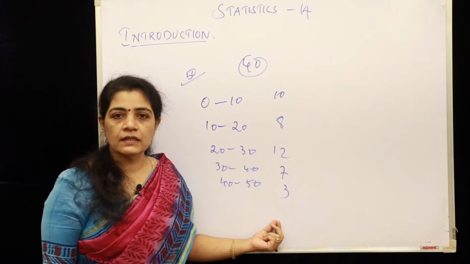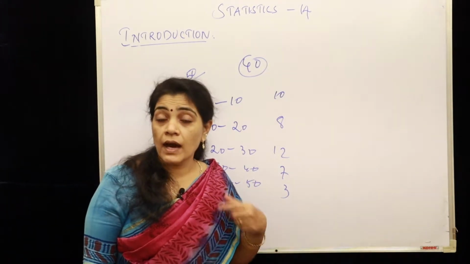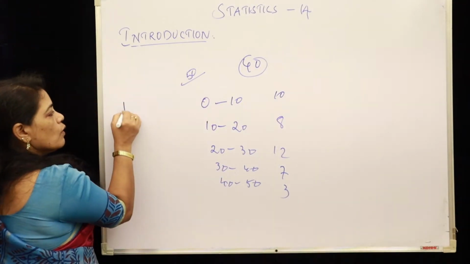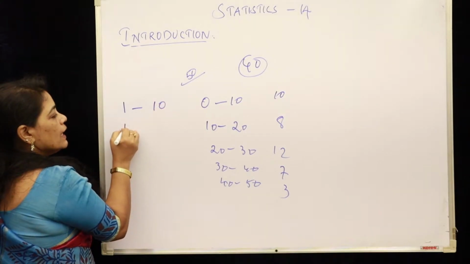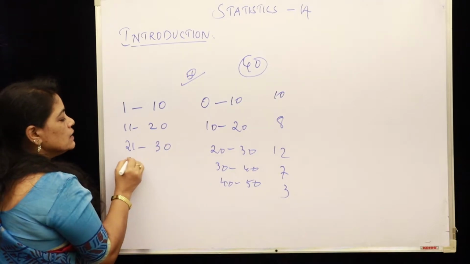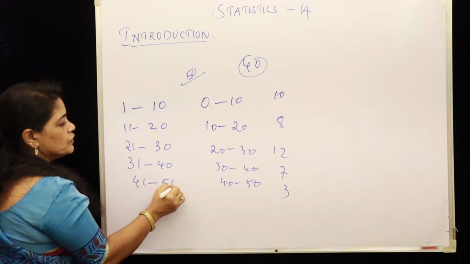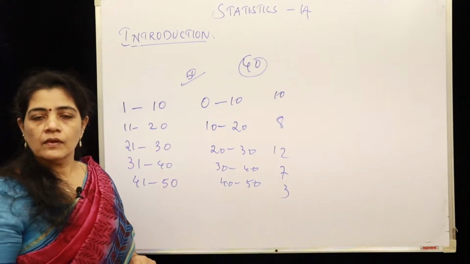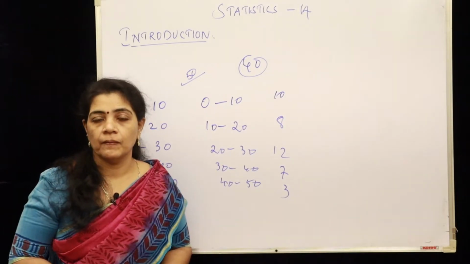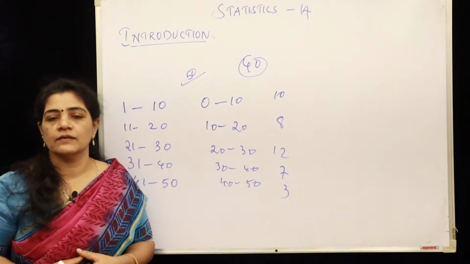You can represent the same data in another way also. The marks can be divided into different class intervals in this way also: 1 to 10, 11 to 20, 21 to 30, 31 to 40, 41 to 50. So how are these two different? How does the first one differ from the second case?